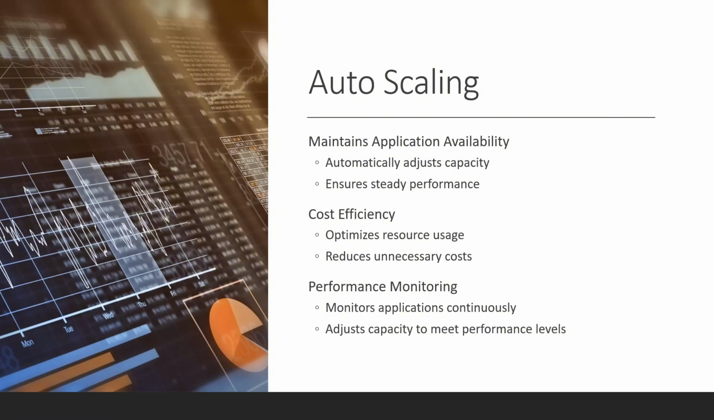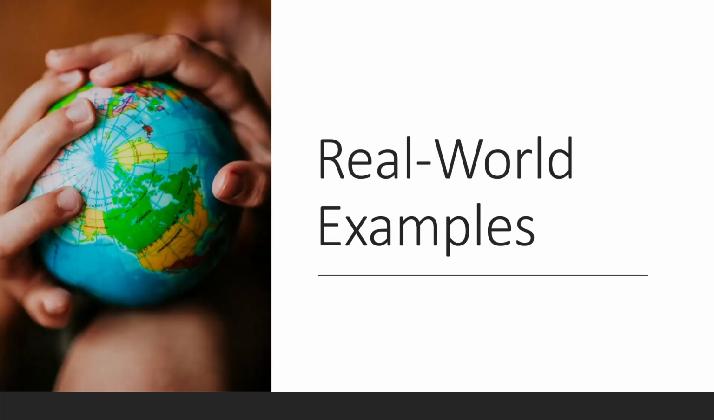Another key thing is auto scaling. Now, auto scaling is a feature that maintains application availability because it will automatically adjust capacity to ensure steady performance, optimizing resource usage, reducing unnecessary costs, and enhancing cost efficiency. With continuous performance monitoring, auto scaling will adjust capacity to meet performance levels, ensuring your applications run smoothly and efficiently. Now, we're going to be looking at some real world examples and some real world scenarios that have leveraged some of these services to be able to deliver cutting edge services to end users.